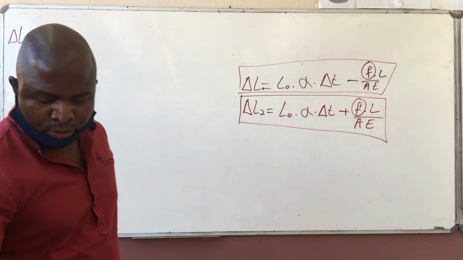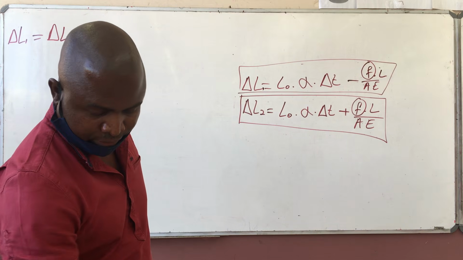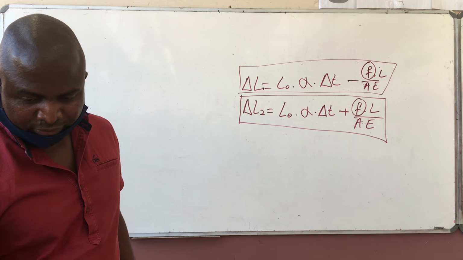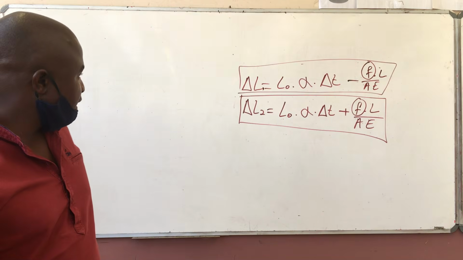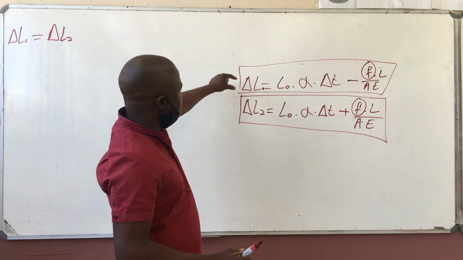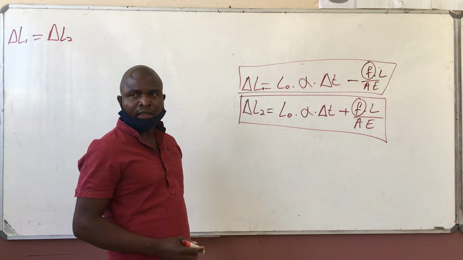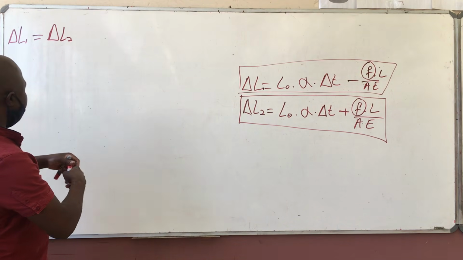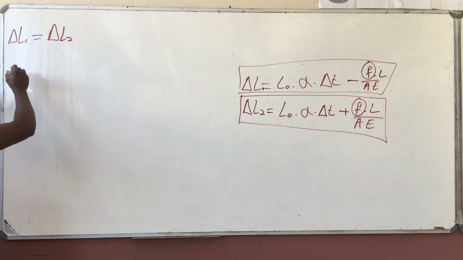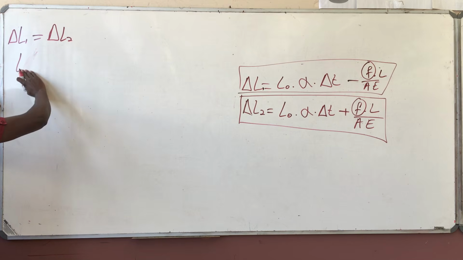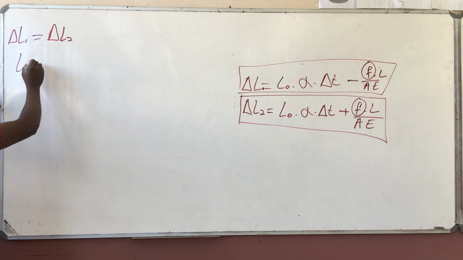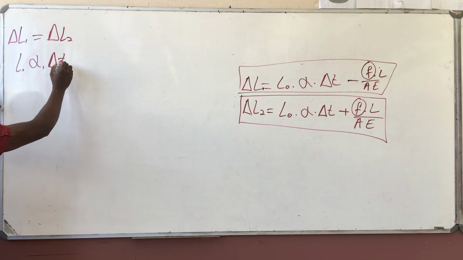Is the equation I wrote on the board correct or incorrect? It's correct, yes. The change in length of this one is equal to the change in length of that other one. So in that case, instead of writing the change in length, I can just write the original length times the coefficient of expansion times the change in temperature, where L is the original length.